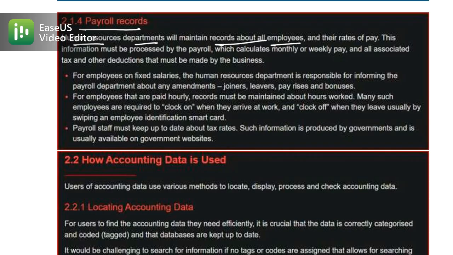And about tax deductions, payroll isn't just about gross pay. It also handles deductions, like income tax, social security, provident fund, health insurance, loan repayment, or other company deductions. Now here's something important. Payroll staff must stay updated on tax rates and regulations, which are issued by the government and usually available on official websites. If tax rates change and payroll doesn't update, then employees could be overcharged or undercharged, and that is a serious compliance issue.